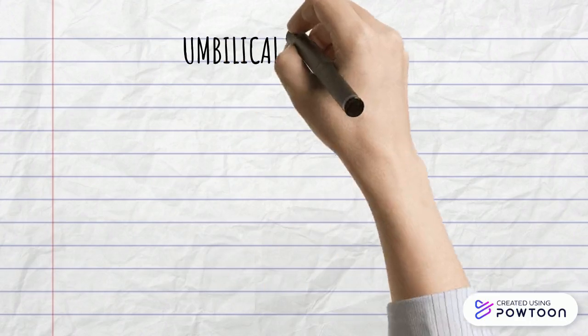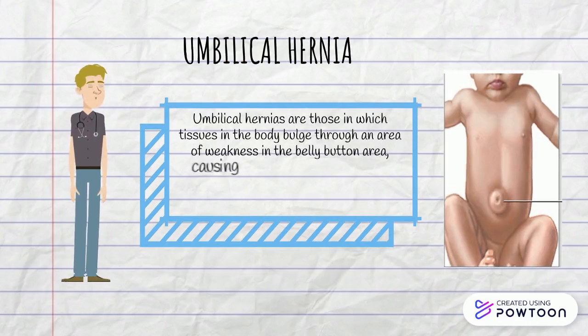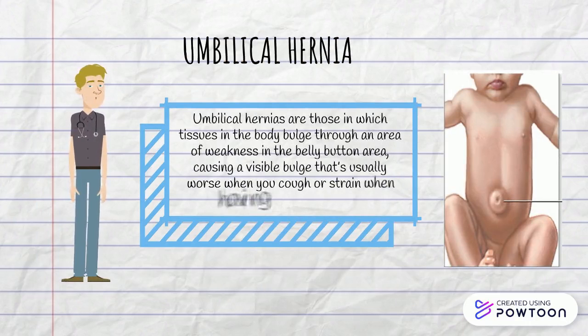Umbilical hernia. Umbilical hernias are those in which tissues in the body bulge through an area of weakness in the belly button area, causing a visible bulge that's usually worse when you cough or strain when having a bowel movement.